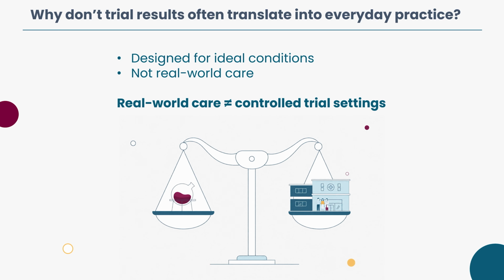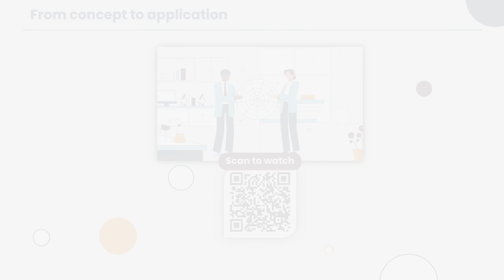Why do some clinical trial findings not translate easily into everyday practice? This challenge can be especially important when studying interventions for older adults living with multiple health conditions. Many trials are designed to test interventions under ideal conditions, not the realities of everyday care. That's where pragmatic trials come in. They aim to test interventions in real-world settings.